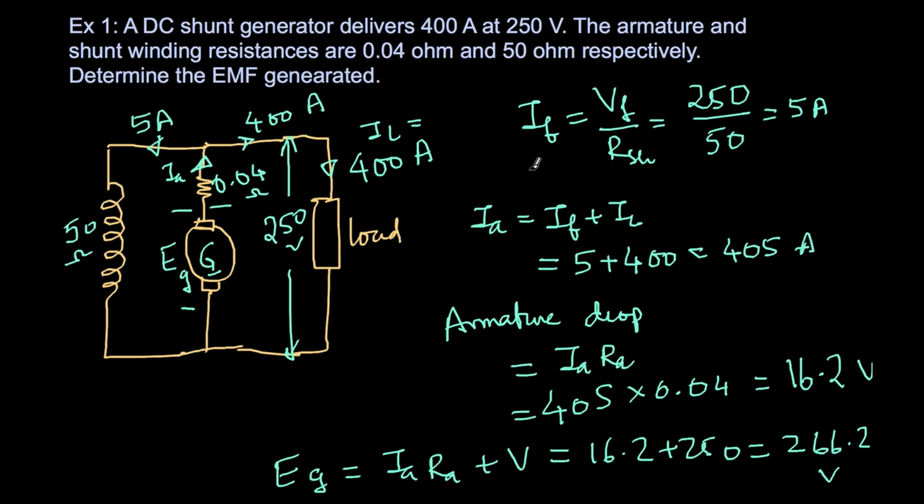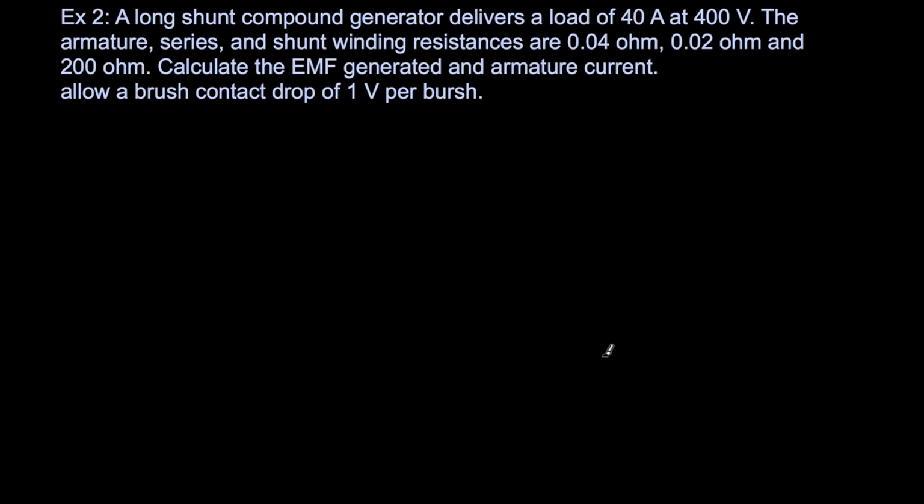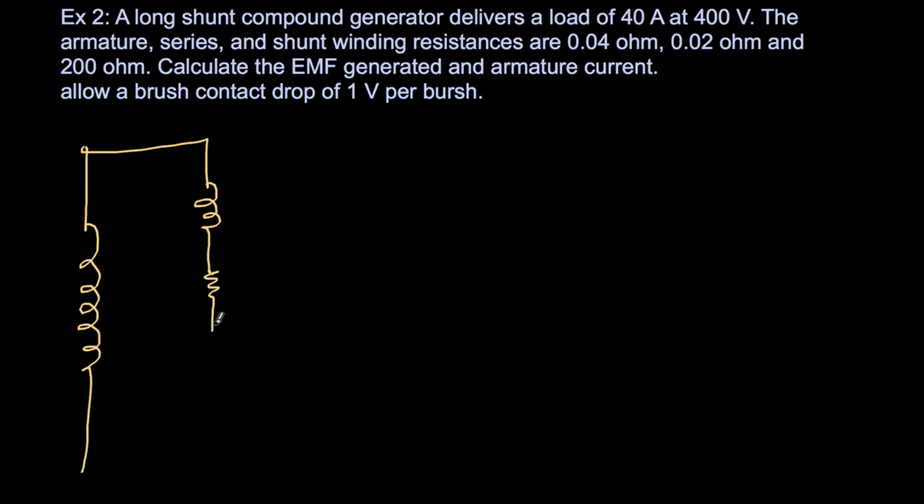Let's look at one more example like this. This is the question. A long shunt compound generator delivers a load. The moment you see a long shunt compound generator, let's begin by drawing the circuit diagram of that particular generator. So long shunt means the shunt winding is long, and there is a series winding here. Then there is a small armature resistance, and then the actual armature. I'm just representing it like this. And then there is a load connected here. So this is the output voltage, and then there is a load.